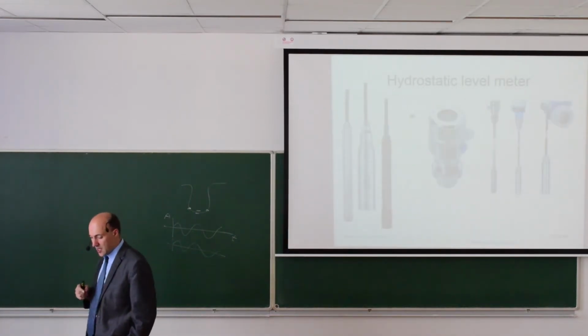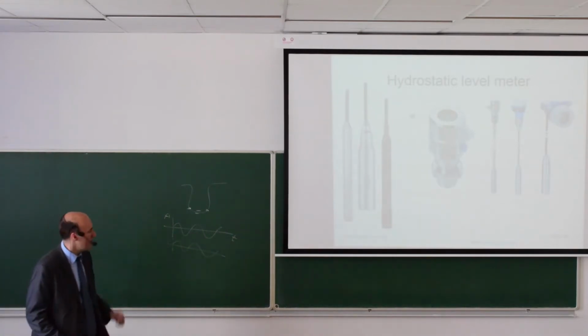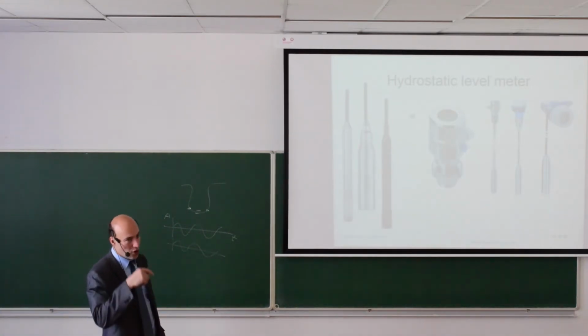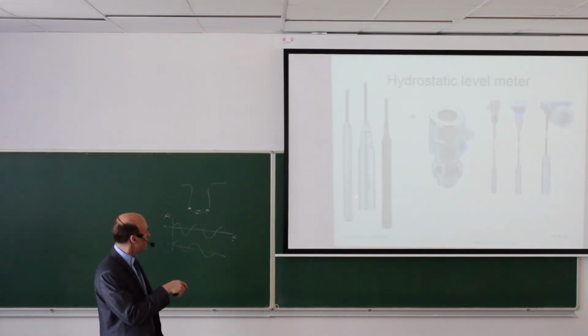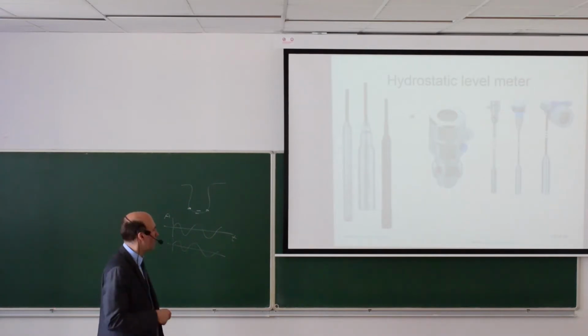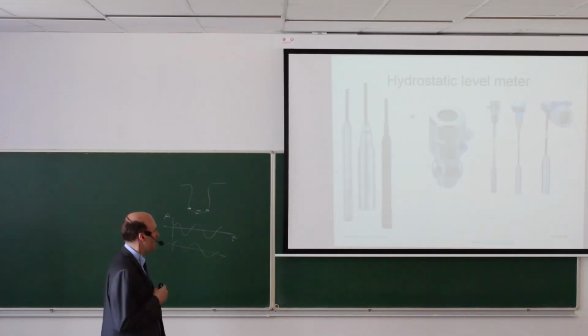Here is another example. Those hydrostatic level meters are submerged from the top on a rope or on a chain. So this is the probe itself. You submerge it all the way to the bottom of the tank, and then you measure the height of the column that is above this.